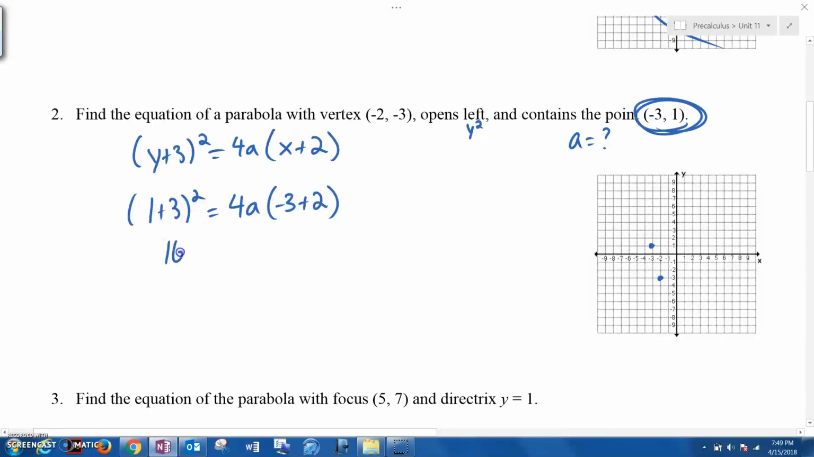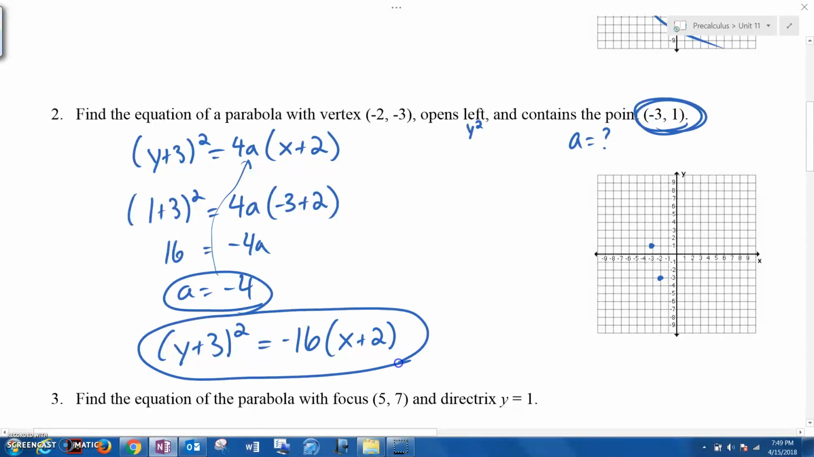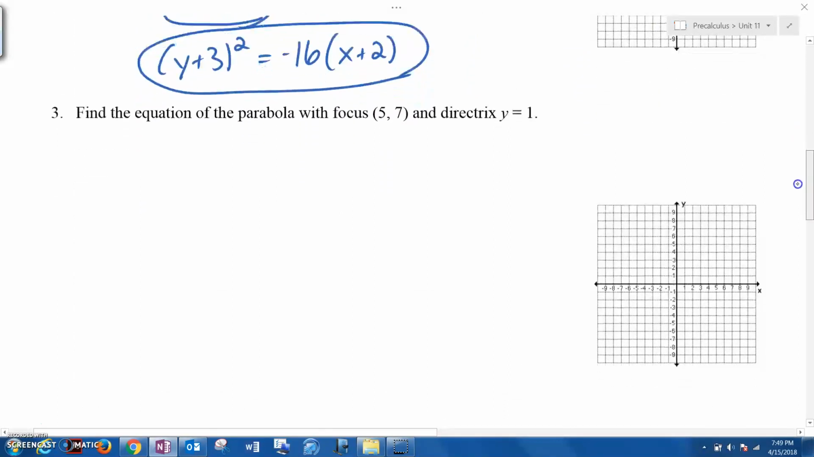I get 4 squared is 16 is equal to 4a times negative 1. Negative 1 times 4 is negative 4a. So I get a is equal to negative 4. Now that I know a is equal to negative 4, I could plug that back in and rewrite my final equation for this parabola. Negative 4 times 4 is negative 16, x plus 2. And that is the equation of a parabola when you do not know a, and you can't count. You have to use the point to solve for a. Okay, that's probably the hardest thing you're going to do today, and the word problems are very similar.